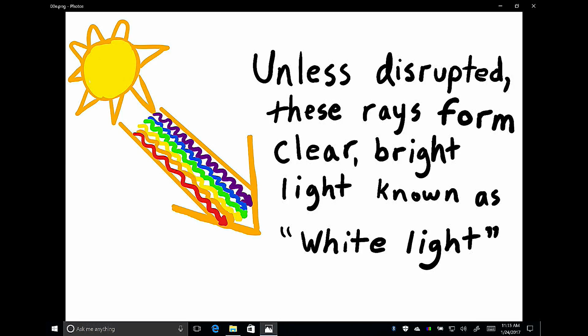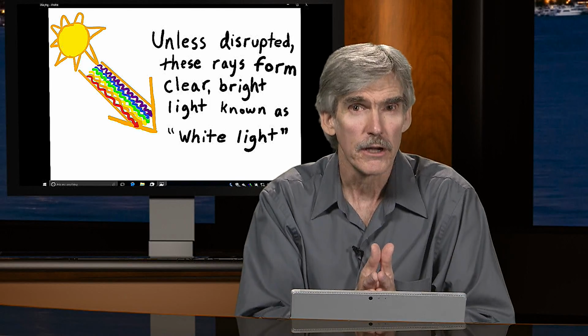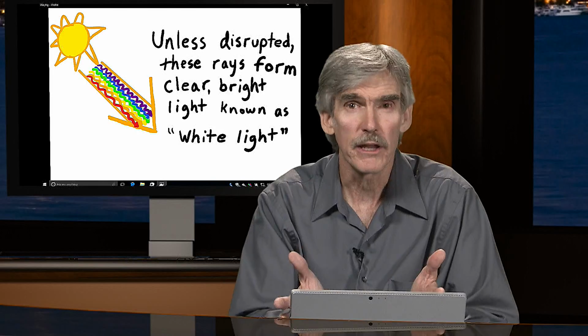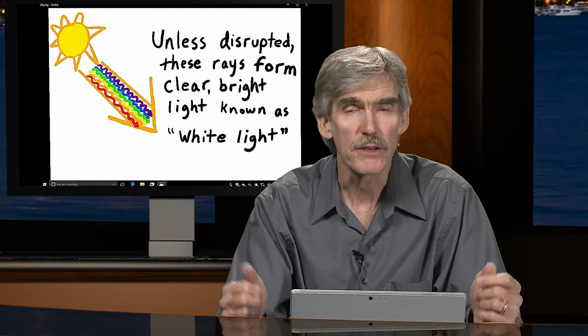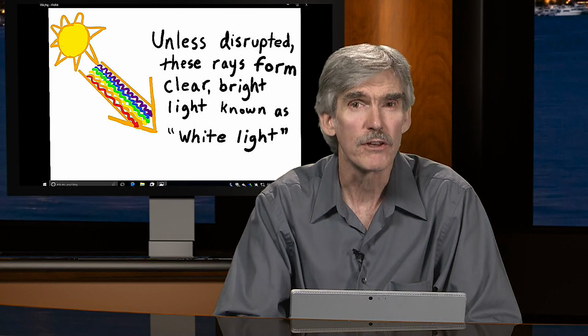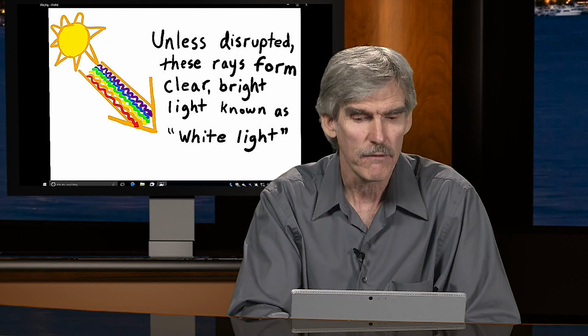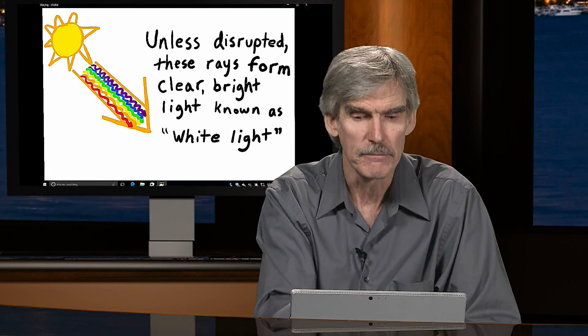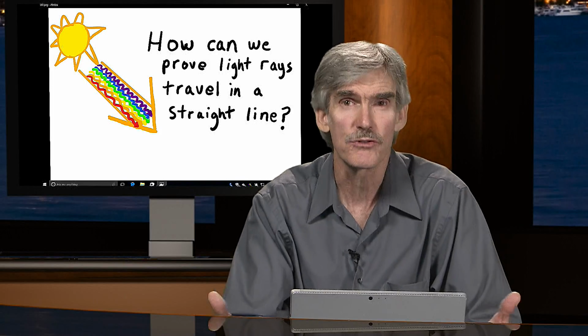If you've done any painting on a canvas, you know that when you combine all the colors from your palette, you bring all the colors together, you have the color white. That's a combination of all of the other colors. And that's the same process in photography. Instead of having white paint put on a canvas, we just have clear, bright light, combining all of those colors from that electromagnetic energy. Now, how can we prove that light rays actually travel in a straight line?